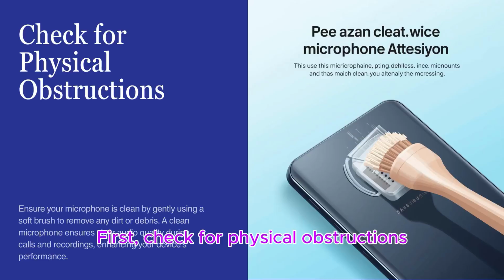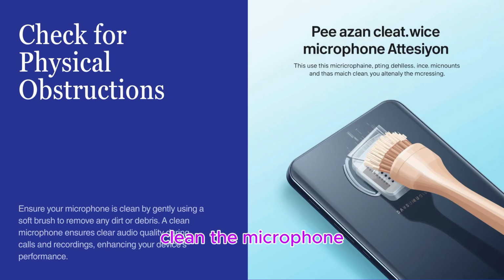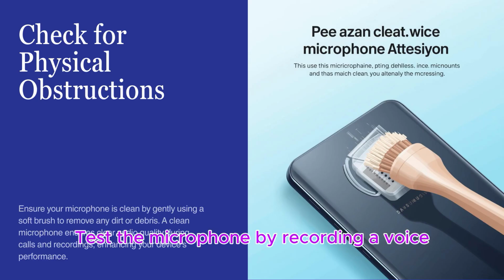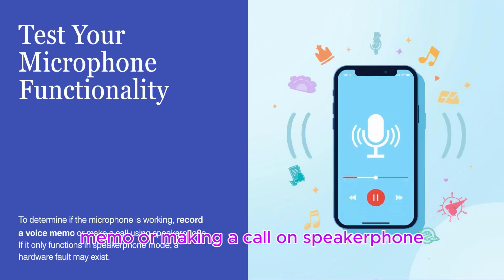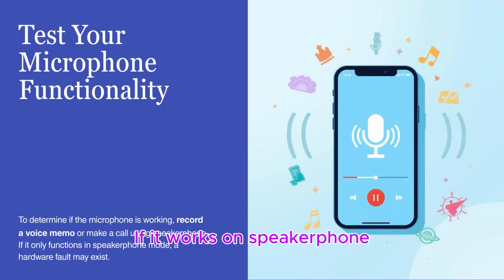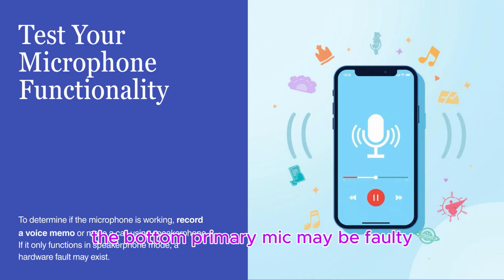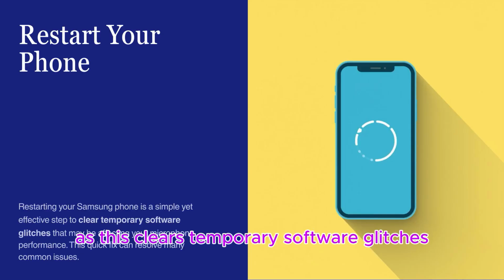First, check for physical obstructions. Clean the microphone hole gently with a soft brush. Test the microphone by recording a voice memo or making a call on speakerphone. If it works on speakerphone, the bottom primary mic may be faulty. Restart your phone, as this clears temporary software glitches.